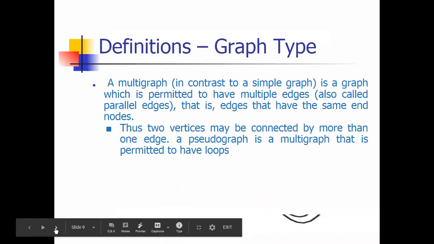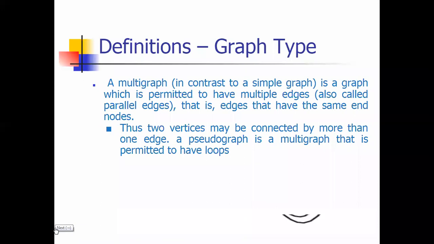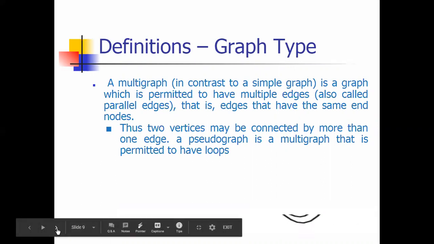The difference between the multigraph and the pseudograph is this. A multigraph, in contrast to a simple graph, is permitted to have multiple edges, which we can also call parallel edges, that is, edges that have the same end nodes. And what about the pseudograph? Two vertices may be connected by more than one edge. Again, it is a multigraph, but a pseudograph is a multigraph that is permitted to have loops. This is the difference between these two graphs.